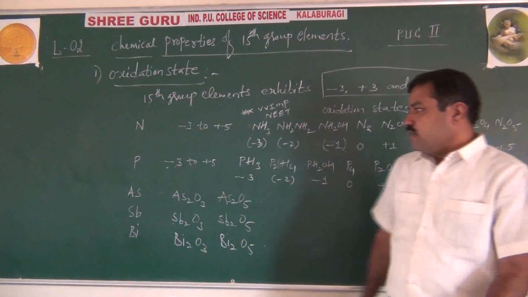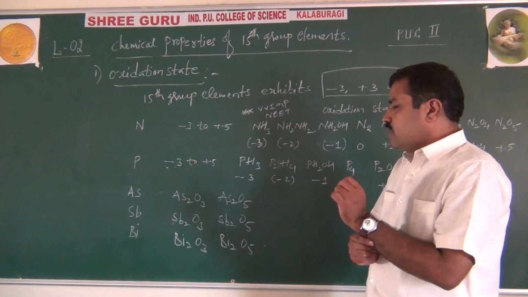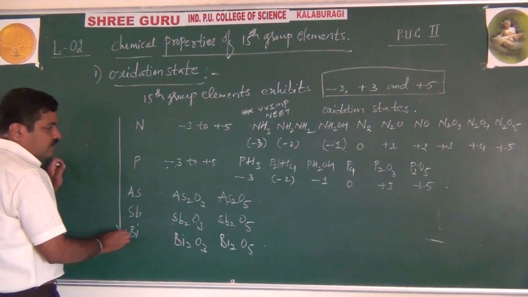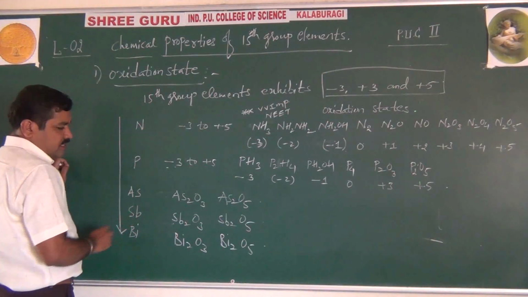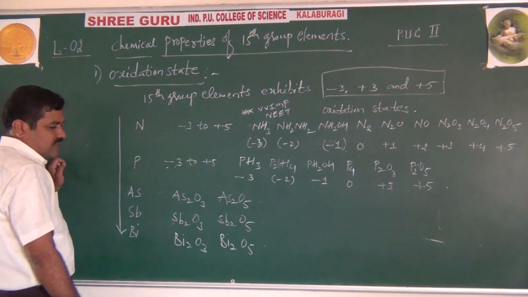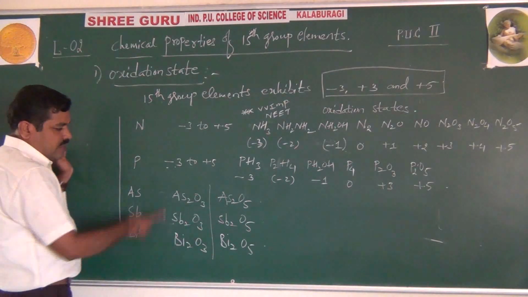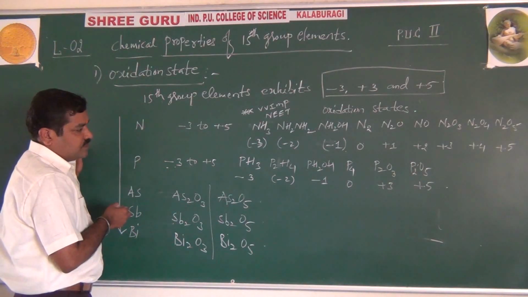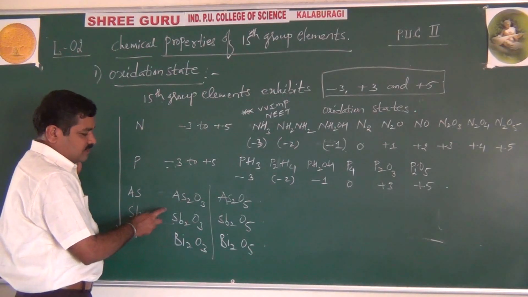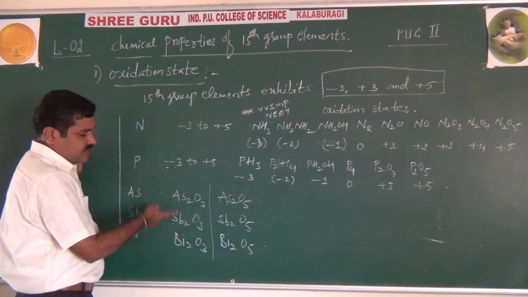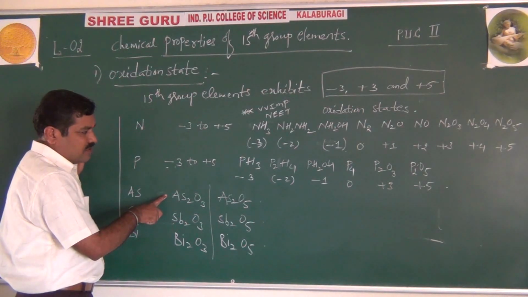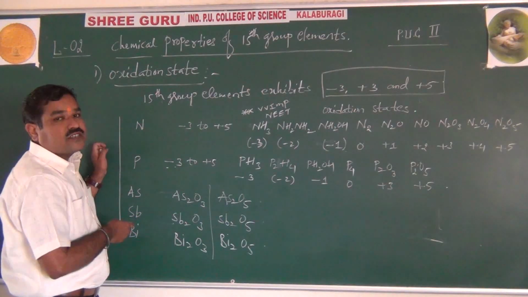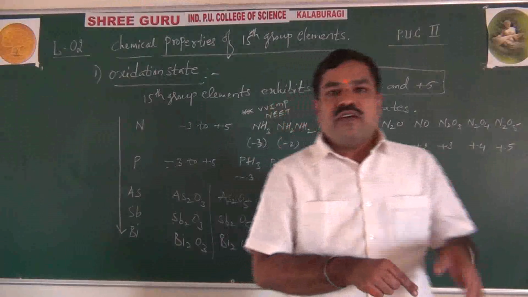Now another important point to be noted. Down the group, from nitrogen to bismuth, the +3 oxidation state becomes stable. Hence As2O3, Sb2O3, Bi2O3 are stable. Bi2O3 is more stable than Sb2O3, and Sb2O3 is more stable than As2O3. But for nitrogen and phosphorus, the +5 oxidation state becomes stable.